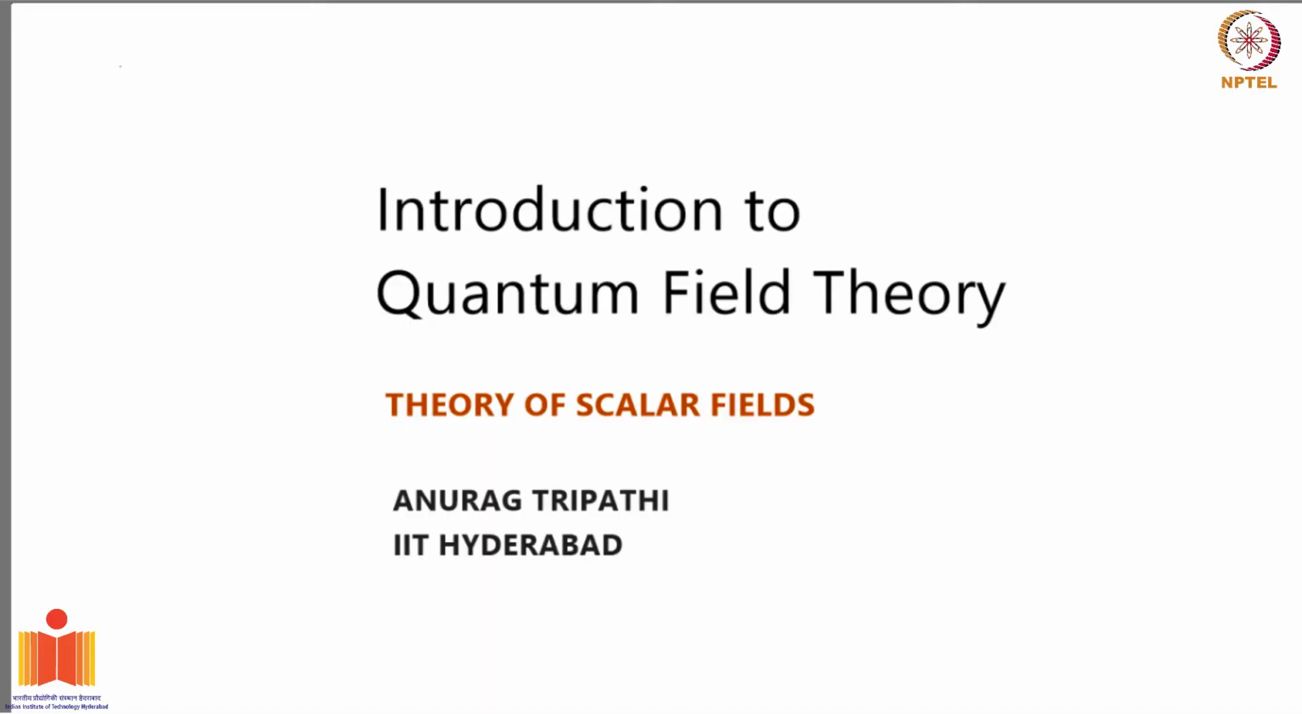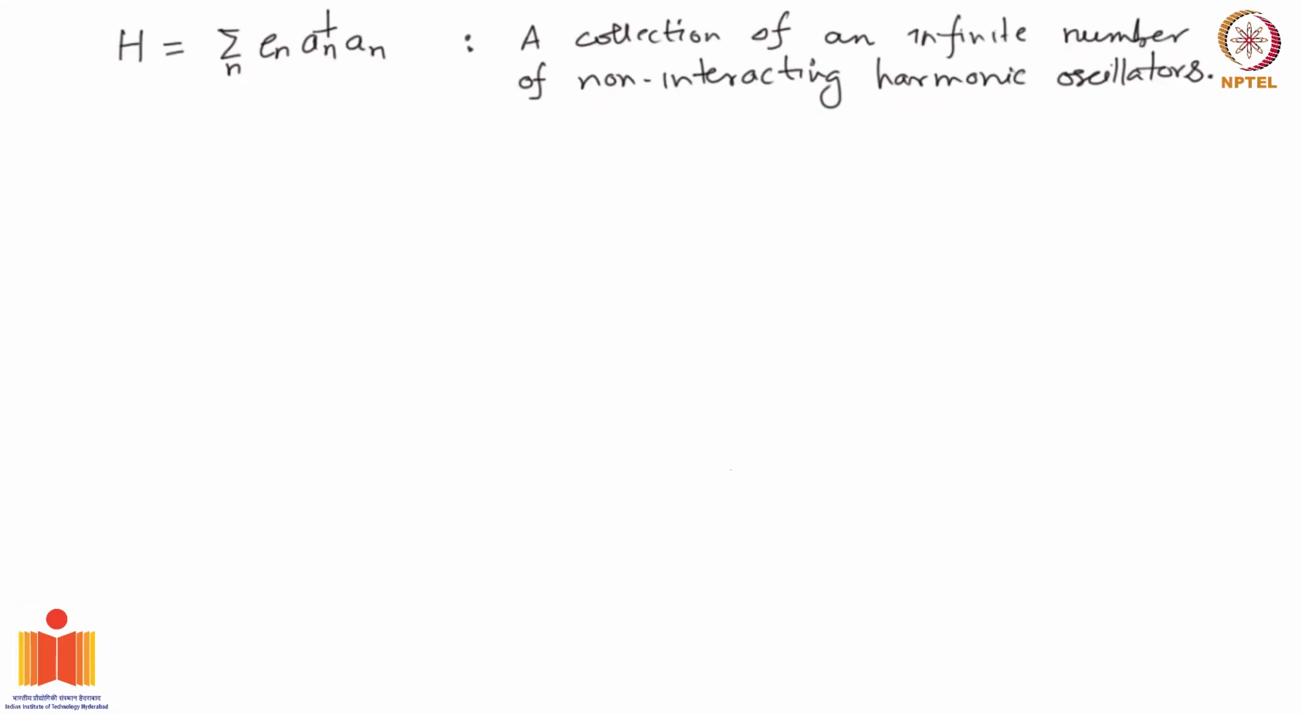So we were looking at this system, which is a second quantized system. The description after second quantization is equivalent to that of a collection of an infinite number of non-interacting harmonic oscillators. Each term in this sum represents a harmonic oscillator, and each oscillator has its own natural frequency.